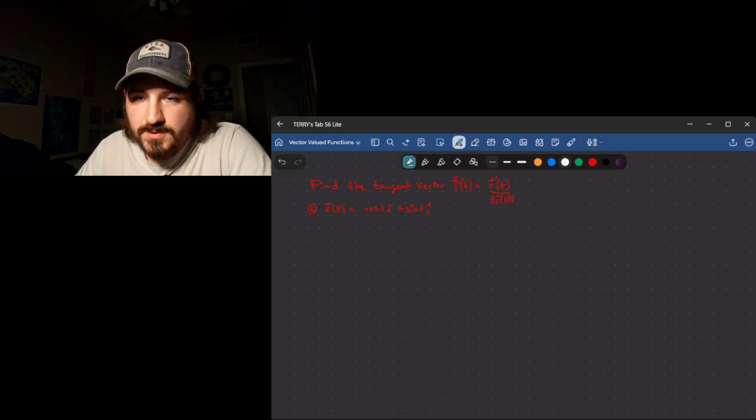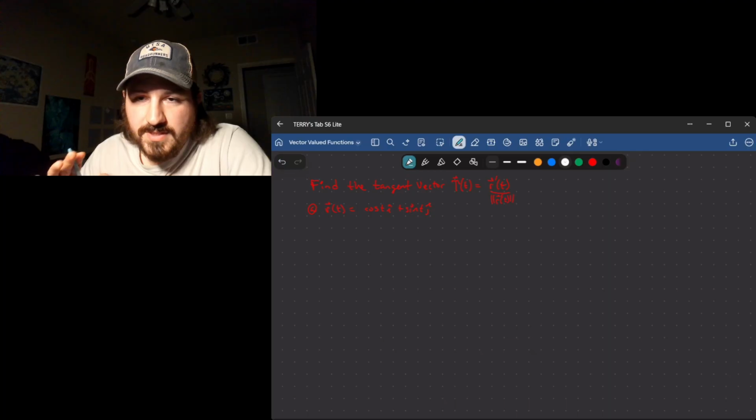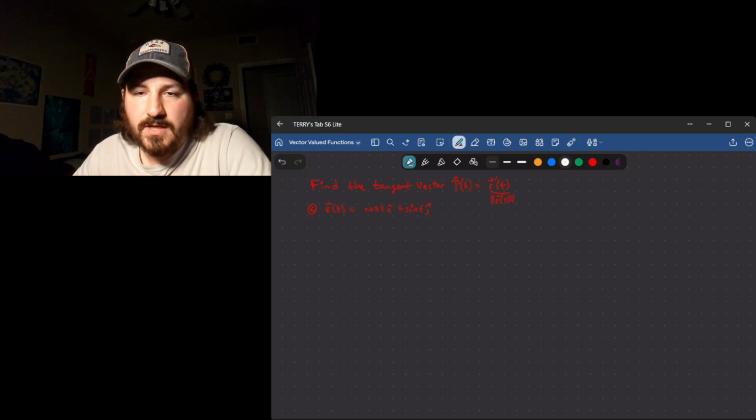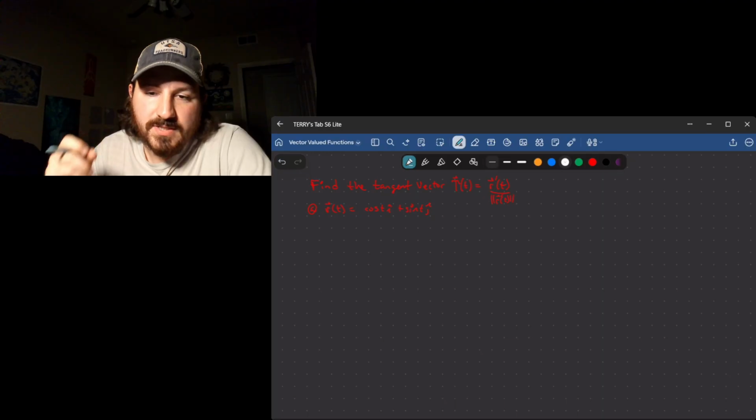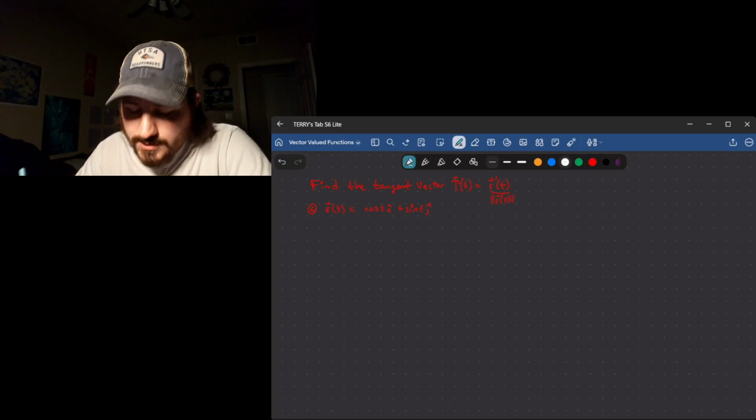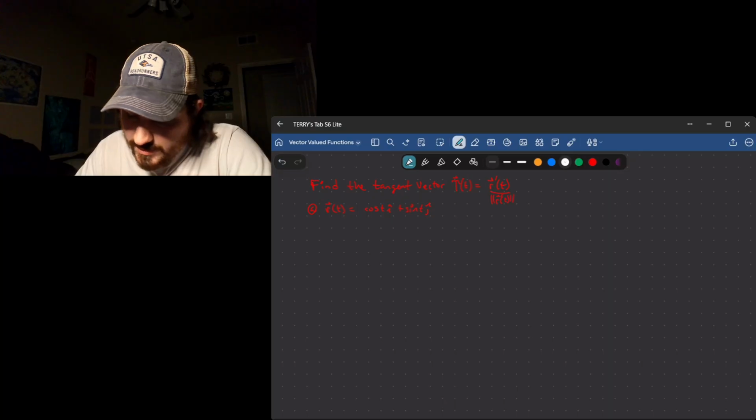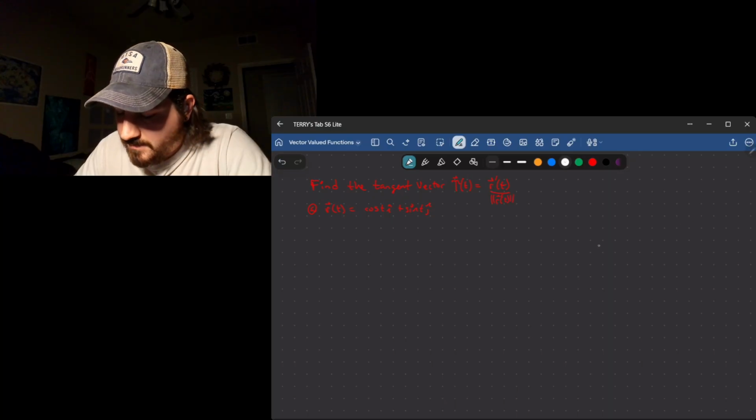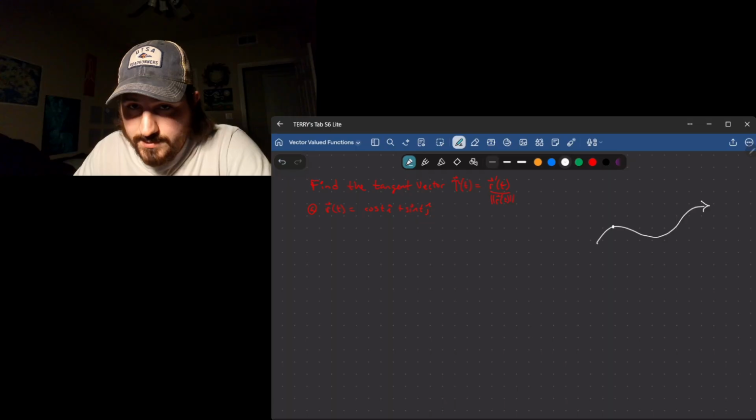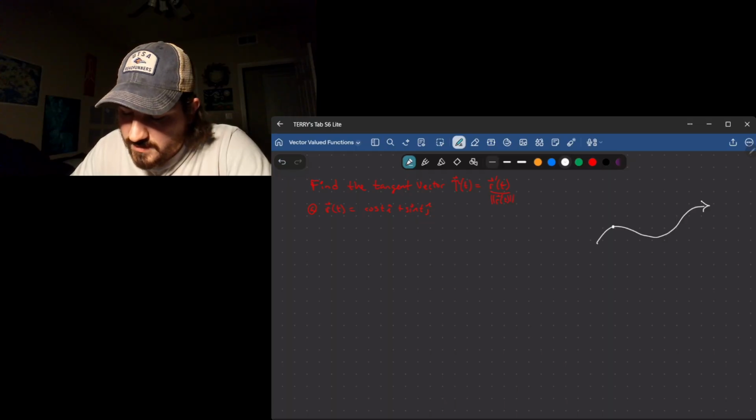Okay, this one should be really quick. We're just going to do the tangent vector. This is under the same unit as vector valued functions. Essentially, all we're trying to figure out here is if I have some space curve and I want to know at any instantaneous point, just like we're used to with derivatives, what is the tangent vector to that point?